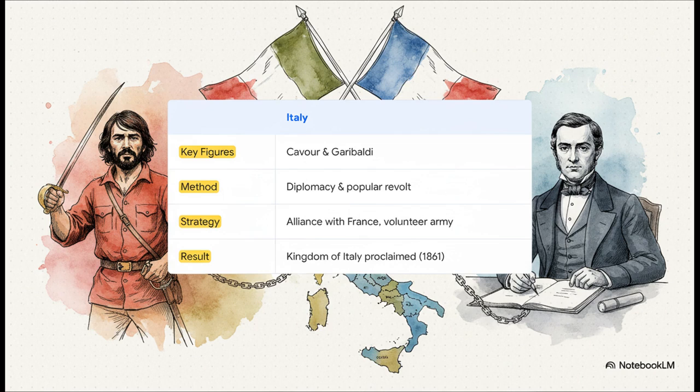Italy's story was a little different, but just as dramatic. It was really a team effort. You had the brilliant, cunning diplomacy of Count Cavour, who made an alliance with France to push out Austria. And then you had the passionate, fiery military campaigns of the revolutionary hero Giuseppe Garibaldi. It was that combination that finally stitched the Italian nation together.